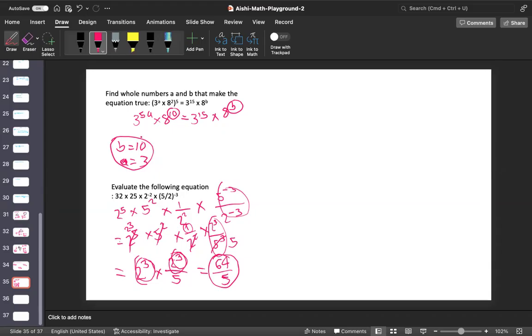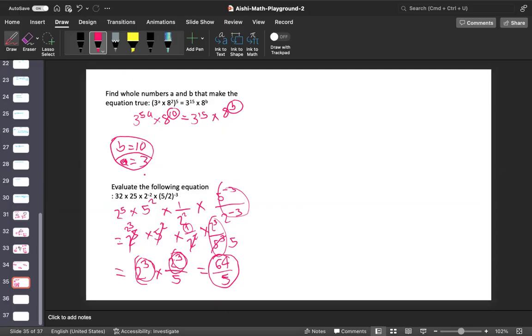So then we're left with 3 to the power 5a is equal to 3 to the power 15, which also gives us that a is equal to 3.